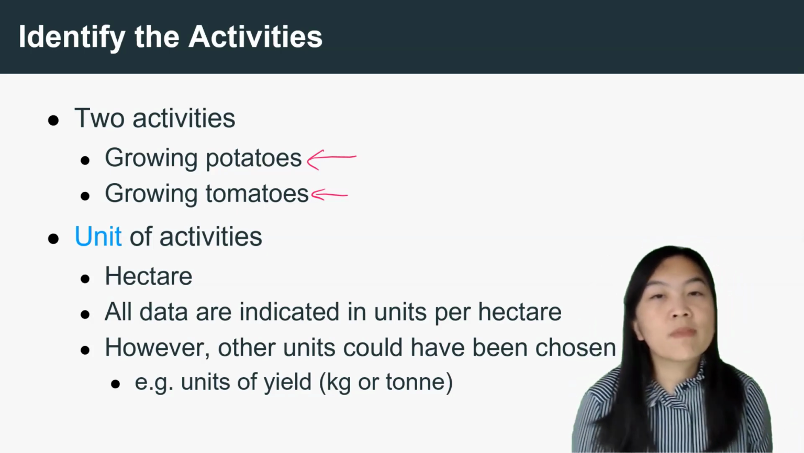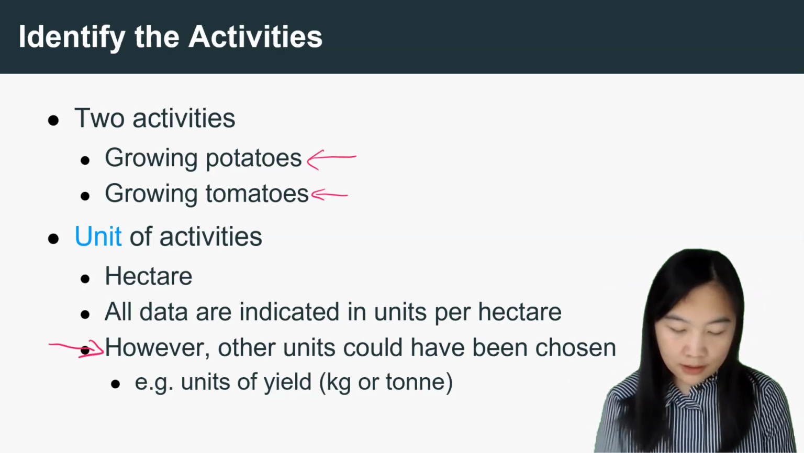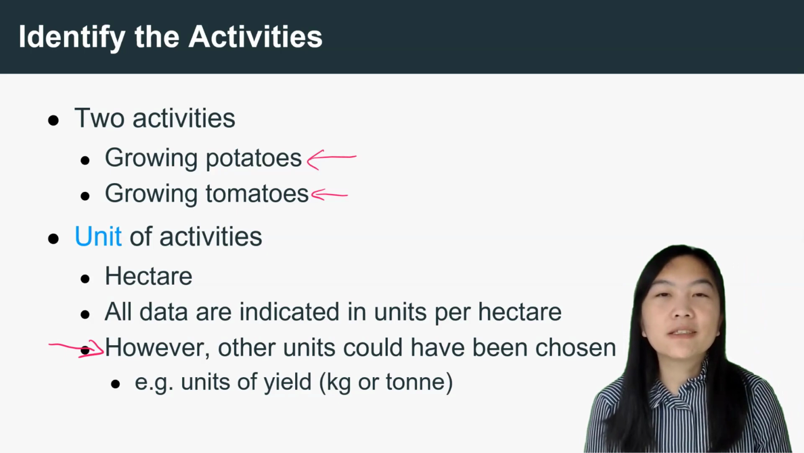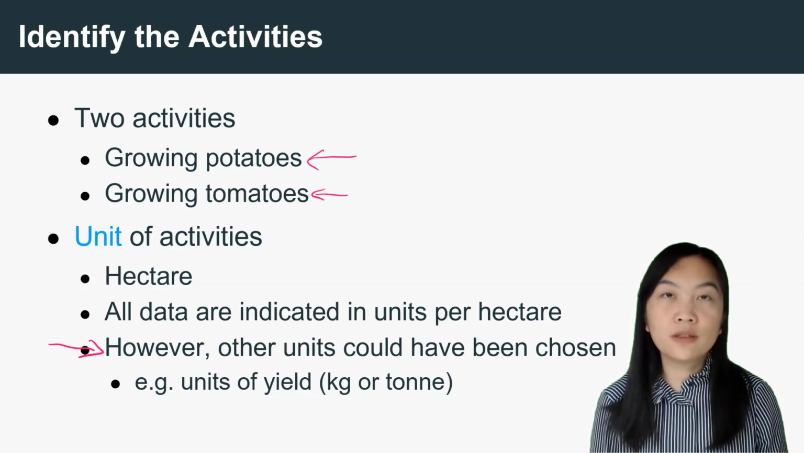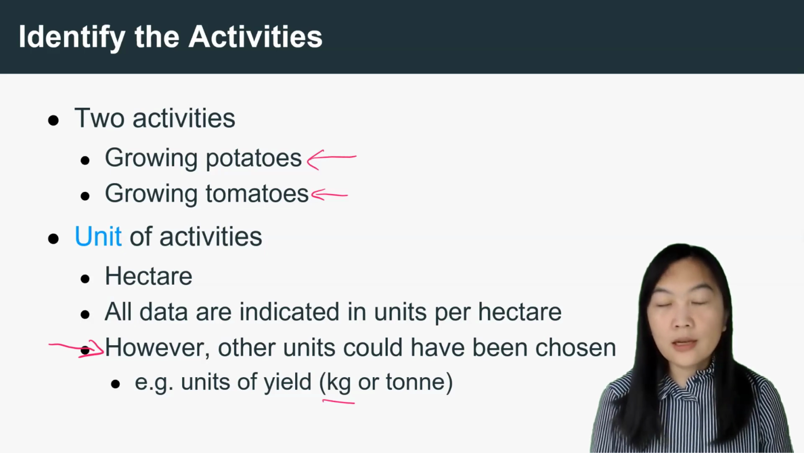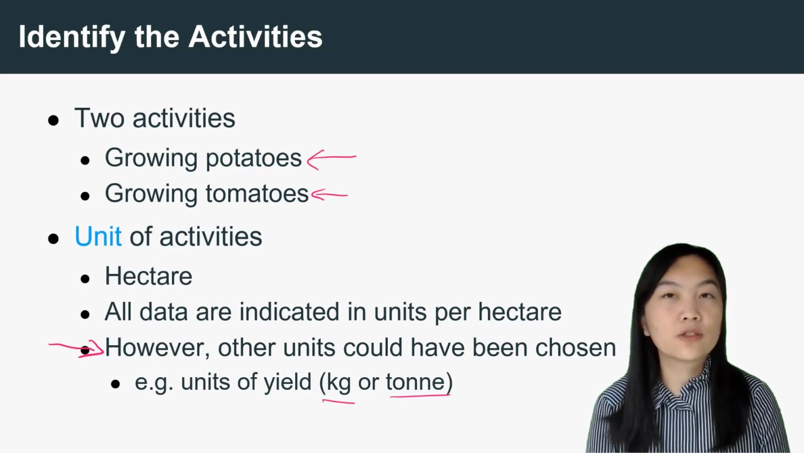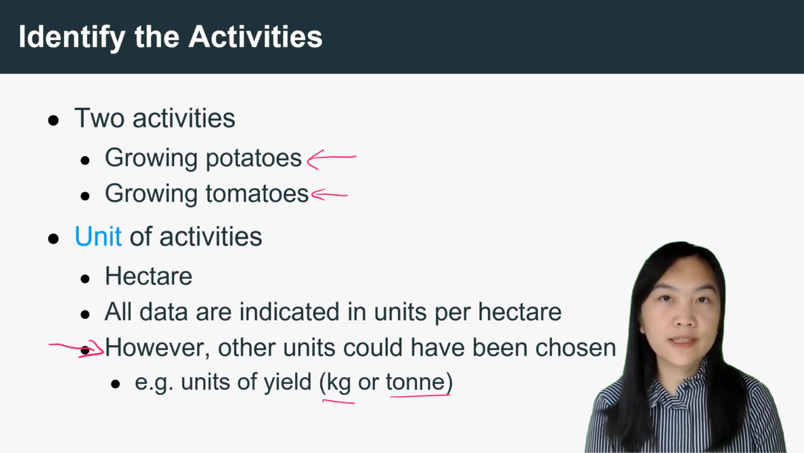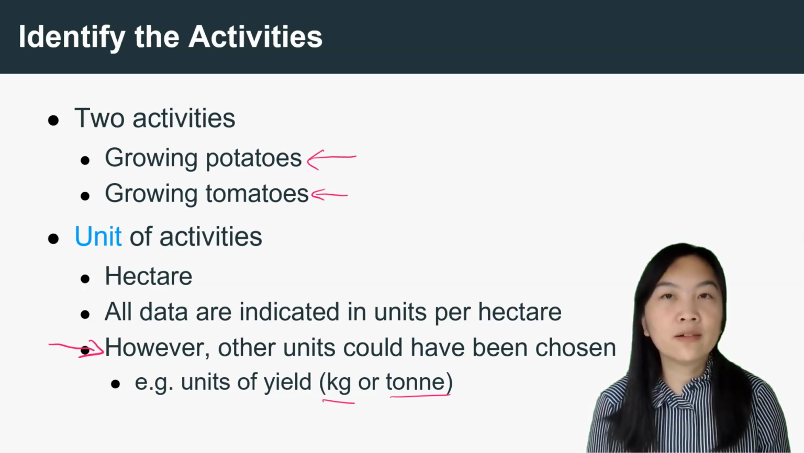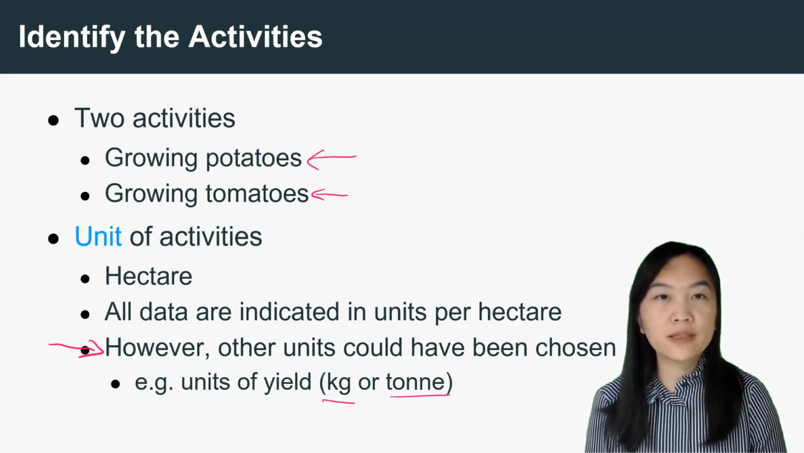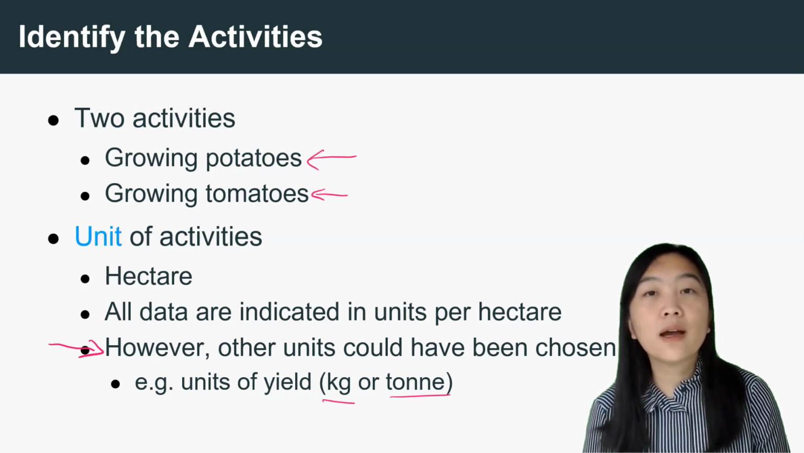There could be different units chosen. For example, you could choose the unit of yield using kilogram or ton, and that is a personal choice. Sometimes choosing one over the other makes your life a little bit easier, but probably you can only tell by trying both. If you try one and it's really difficult, then probably you should stop and switch to the other one.